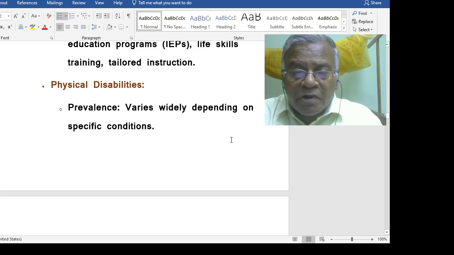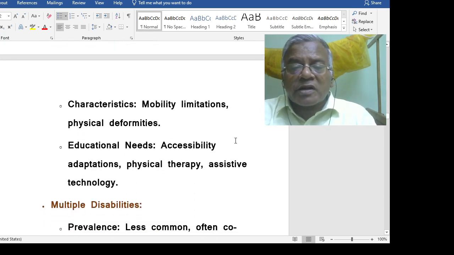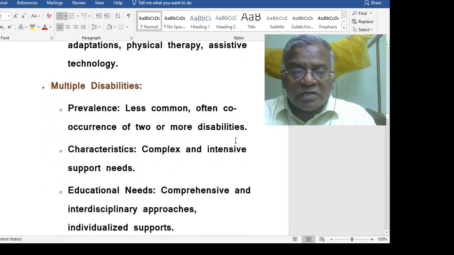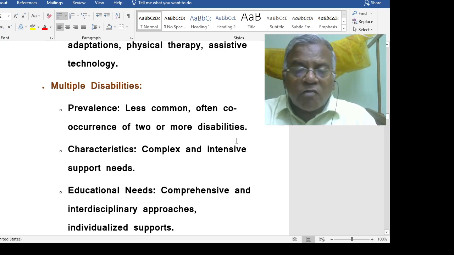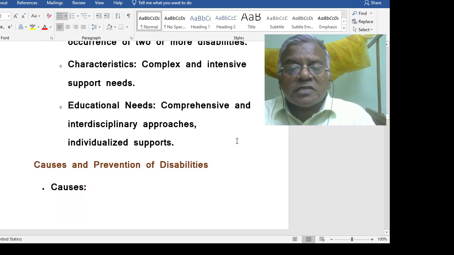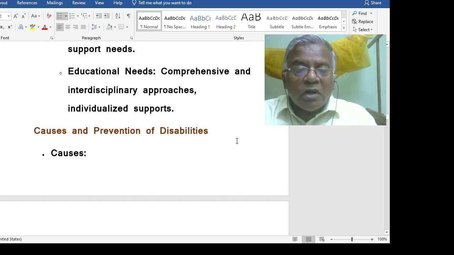Physical disabilities: prevalence varies widely depending on specific conditions. Characteristics: mobility limitations, physical deformities. Educational needs: accessibility adaptations, physical therapy, assistive technology. Multiple disabilities: prevalence is less common, often a co-occurrence of two or more disabilities. Characteristics: complex and intensive support needs. Educational needs: a comprehensive and interdisciplinary approach, individualized supports.